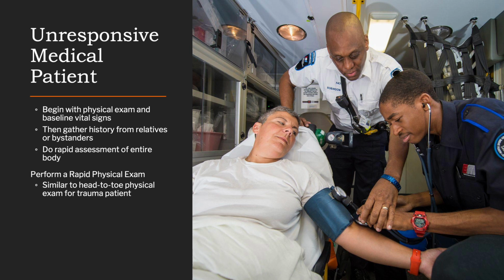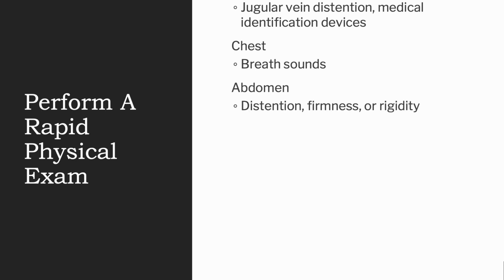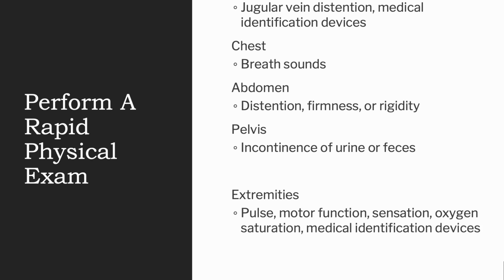Do a rapid physical exam, really similar to what we're going to learn for our trauma patients. Head, neck, chest, abdomen, pelvis, extremities, posterior. We're ruling in and out things. So that rapid physical exam, we're looking for jugular vein distension, medical identification devices. We're looking at the chest for lung sounds. Abdomen, we're looking for distension, firmness or rigidity. The pelvis, we're looking for incontinence. Like, so did they urinate on themselves? Did they have a bowel movement?